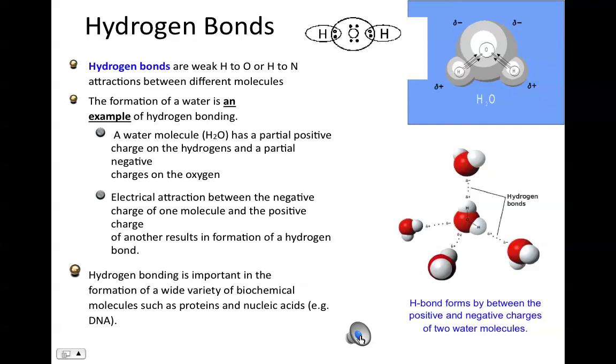The second type of chemical bond that we need to know about are the hydrogen bonds. Hydrogen bonds are weak attractions between the hydrogen of one molecule to the oxygen or nitrogen of a different molecule. Typically, a good example of the formation of hydrogen bonds is depicted in water. Water is essentially, in its liquid form, held together by what we call hydrogen bonds. The weak positive attractions and negative attractions between the different water molecules.